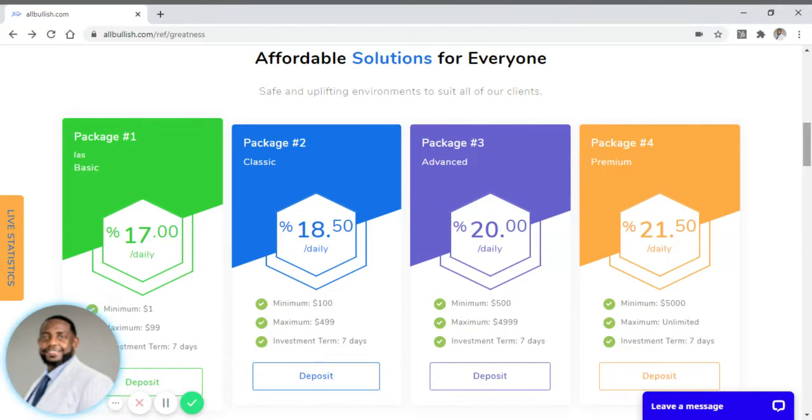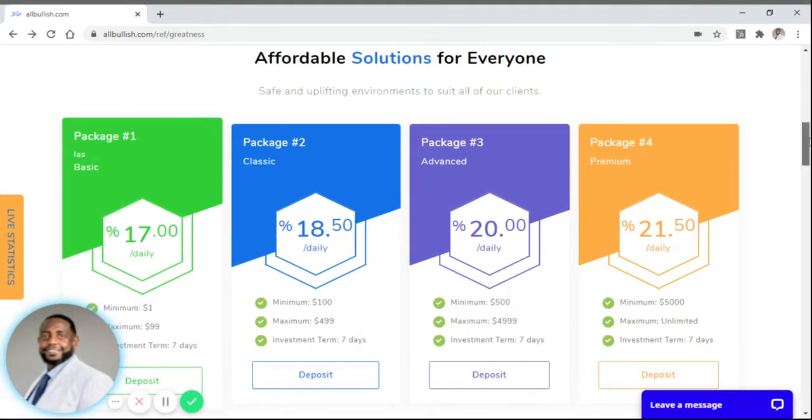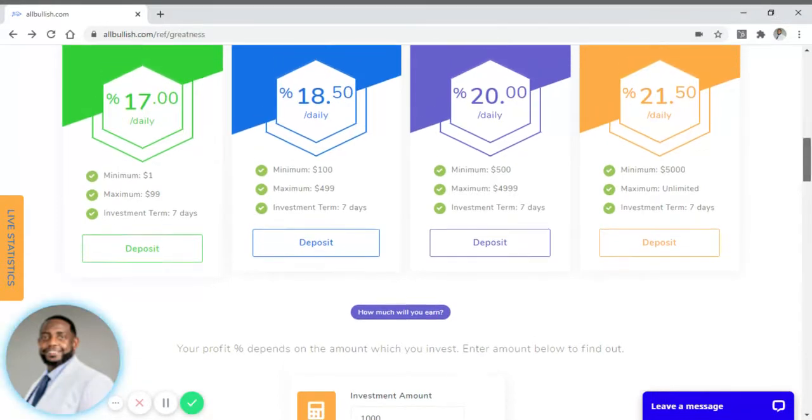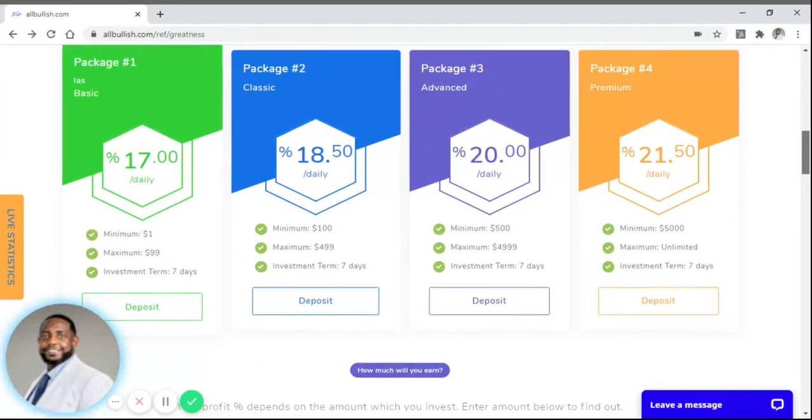But you can invest $10 and then you can go ahead and get started. So the minimum, like I said, is $1. The maximum is $99 for the 17%. When they say maximum of $99, if you invest $100, you go to the next package. You automatically qualify for the 18.5% daily.